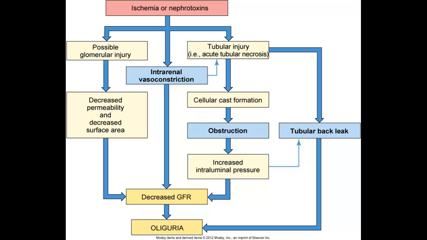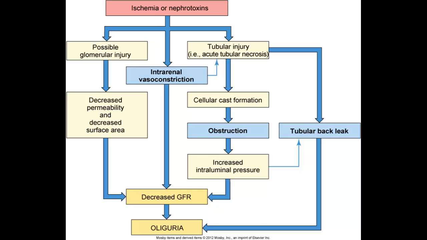On the right, tubular injury, for example, acute tubular necrosis, can cause cellular cast formation. A cellular cast is like waste products from the breakdown of cells in the renal system, and these cells clump together and cause obstruction, which increases our intraluminal pressure, decreasing our GFR. Also, tubular injury can cause a tubular back leak, which can also contribute to oliguria.